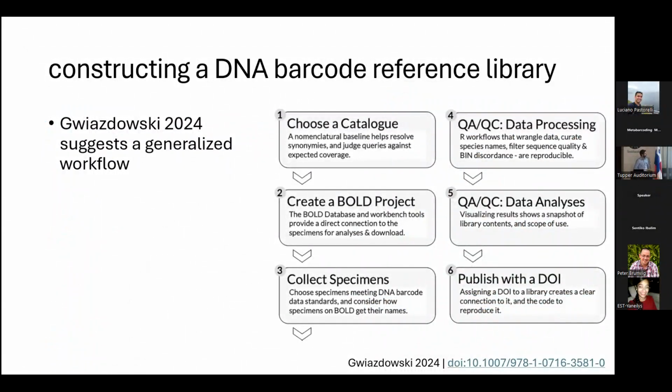So back to Roger's review, he suggests a great workflow for constructing a DNA barcode reference library: choosing that taxonomic catalog, then creating a BOLD project or BOLD dataset. That second step could happen later on as well. Collecting the specimens, of course, is key and a huge part of this process. Then a couple of quality assurance and quality control steps, and then finally publishing with a DOI.